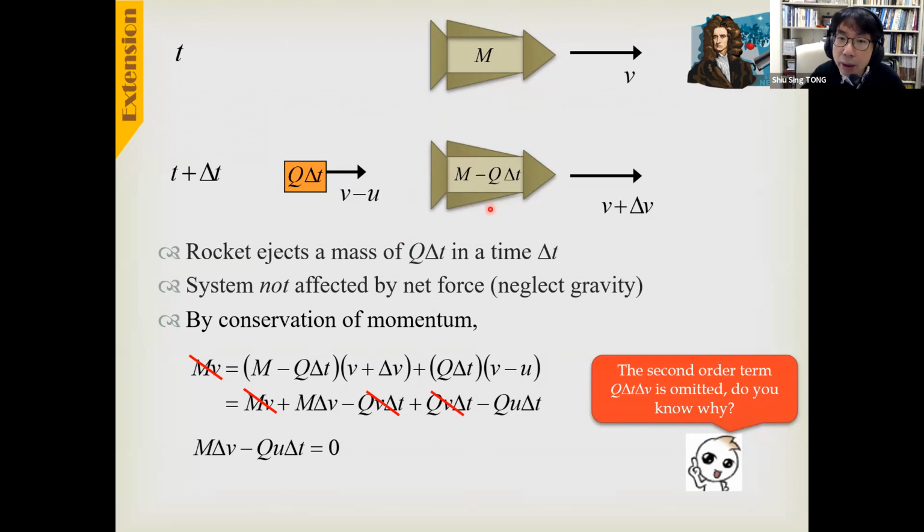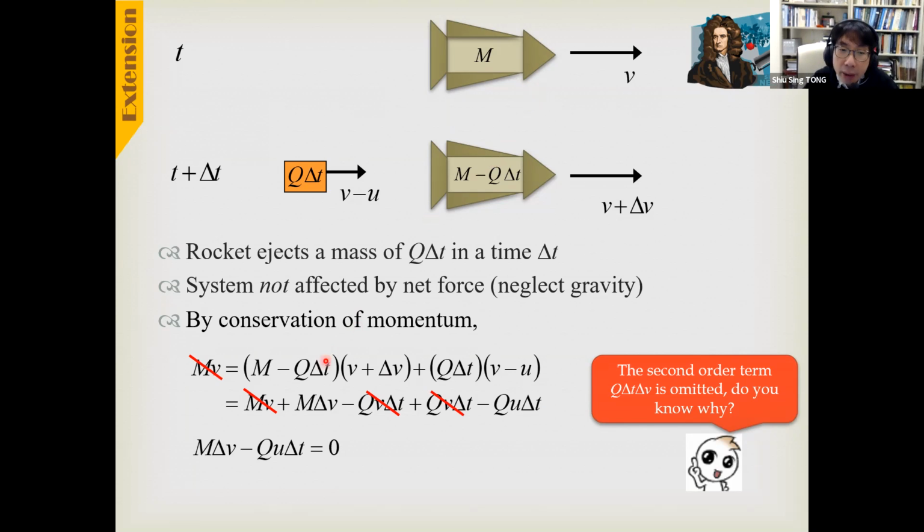So the final momentum of the rocket is (m minus q delta t) multiplied by (v plus delta v). That is the final momentum of the rocket. The momentum of the fuel is q delta t multiplied by (v minus u). So we add the two momenta together, and this should be equal to the initial momentum of the system.